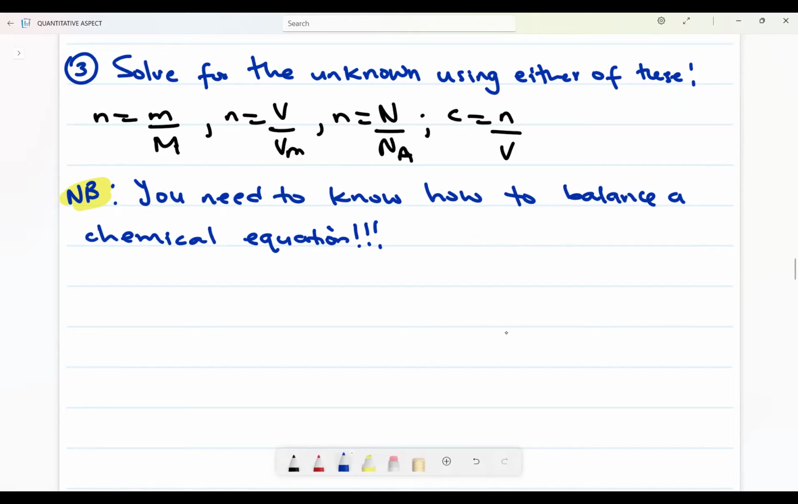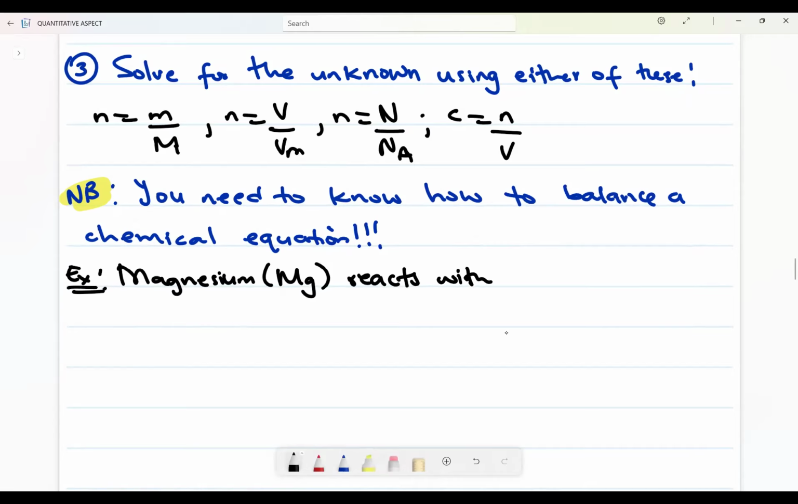Okay, yes. Let me have an example here. An example: it says magnesium, which is Mg, reacts with 12 grams of oxygen to produce magnesium oxide.